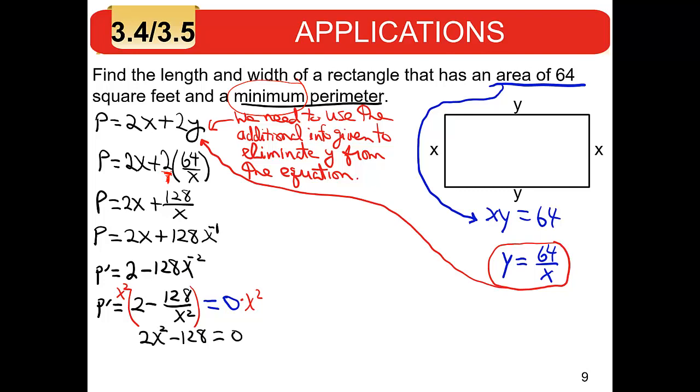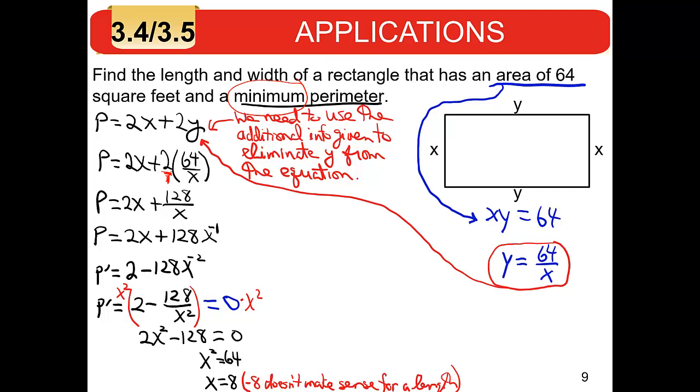Now I want to solve, so I move the 128 to the other side and divide by 2. That gives me x squared is equal to 64. So technically the answer is plus or minus 8. But remember, this is a problem talking about x being the length of a side of a rectangle. Doesn't make sense to talk about a negative length. So you can throw out the negative solution because it doesn't make any sense in the context of the problem we're working. So the only critical number we care about is x equal to 8.